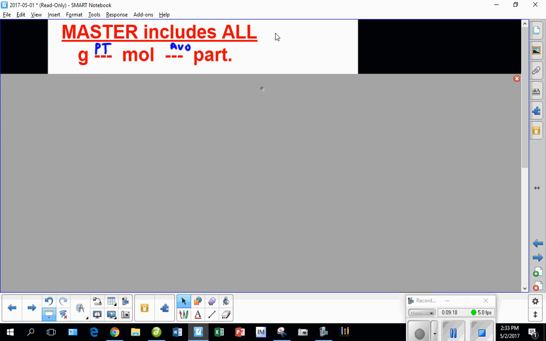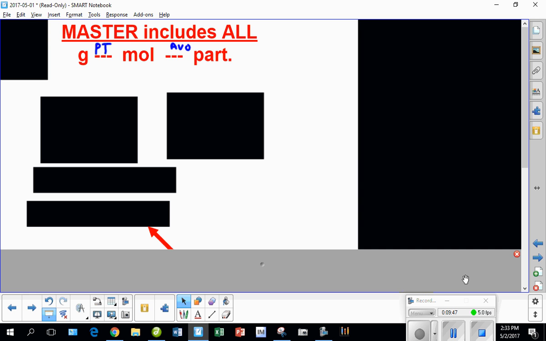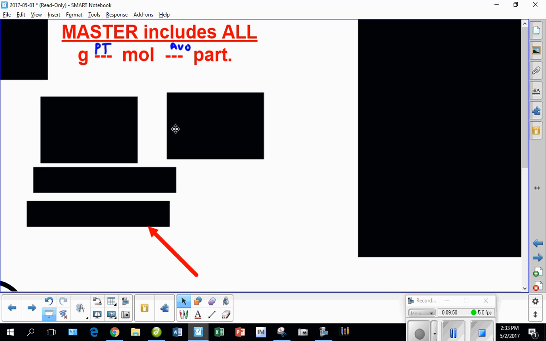But calculations: PT stands for periodic table. AVO is 6.02 times 10 to the 23rd equals 1 mole. And that takes you both ways in these kinds of calculations, where we start with moles and go to particles, or we start with particles and go to moles. So let's get this down, and first I'll show you what you're going to do during the period while we're talking about this first screen.